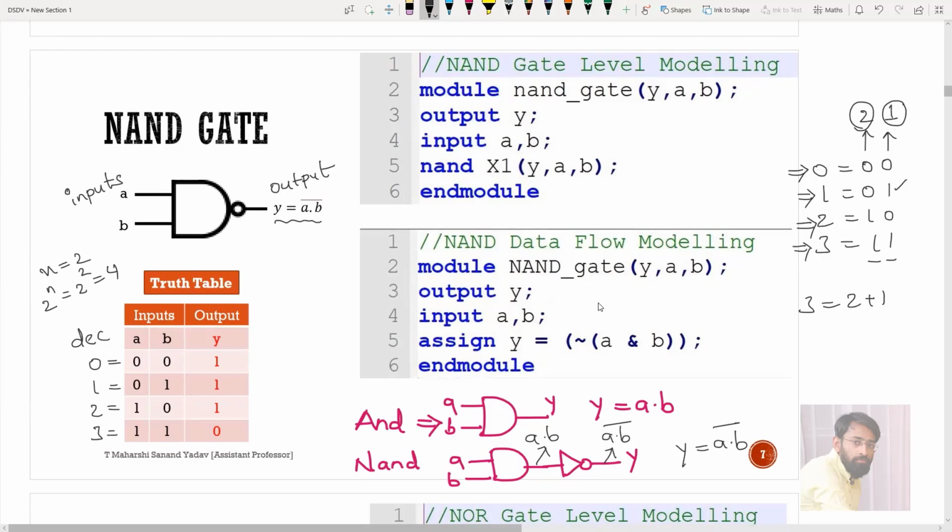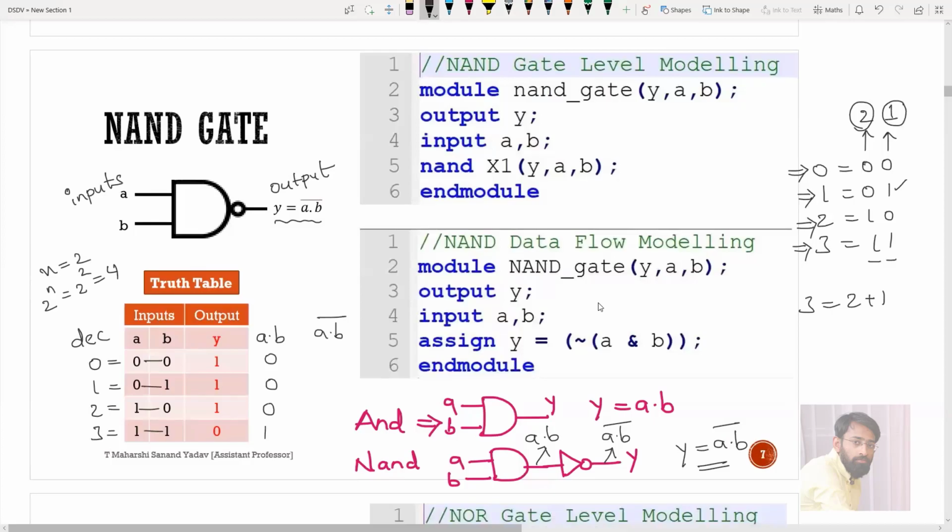Next, in order to write the output, see here, what is the boolean expression? It is Y is equal to A dot B whole bar. So first, I'll write A dot B. After that I'll write A dot B whole bar. A dot B means simply 0 into 0, which will be 0. 0 into 1 will be 0. 1 into 0 is 0. 1 into 1 will be 1.